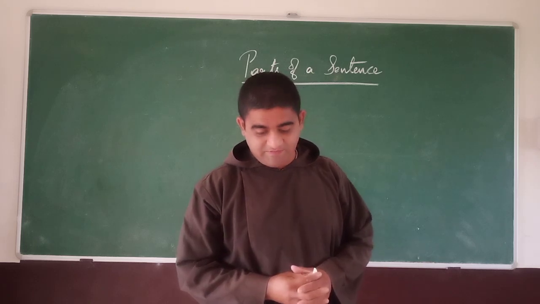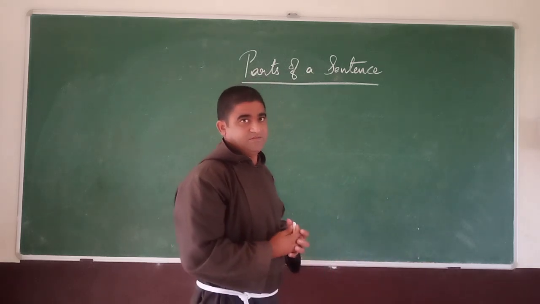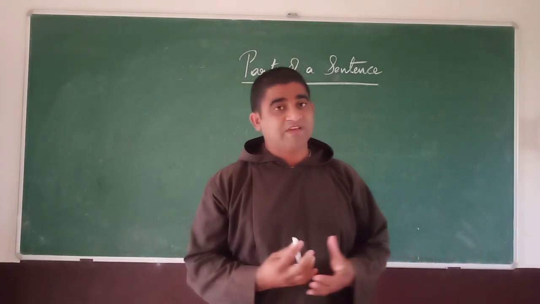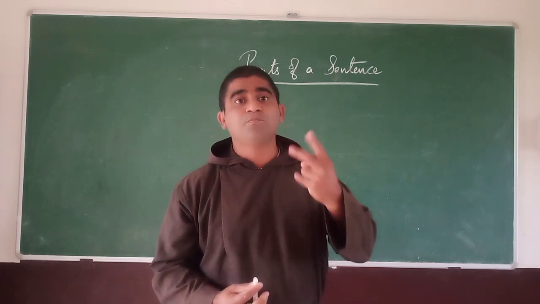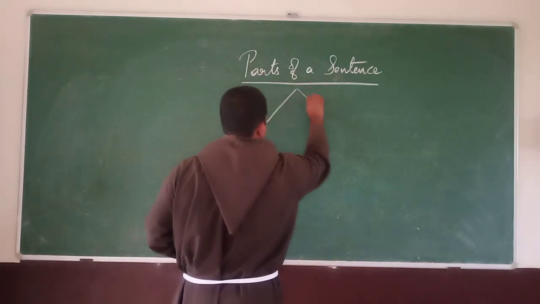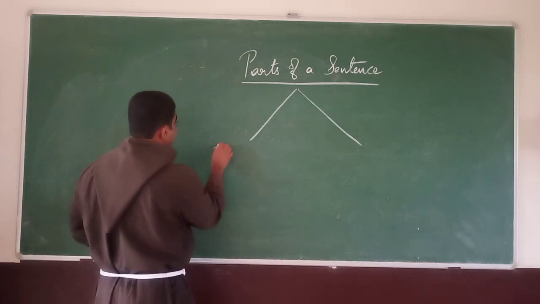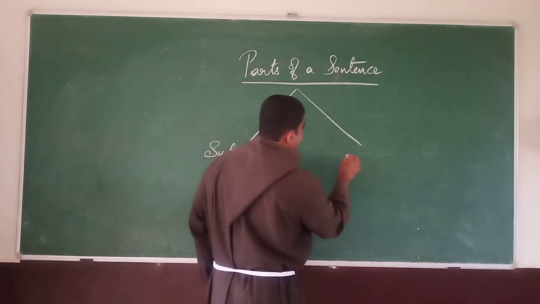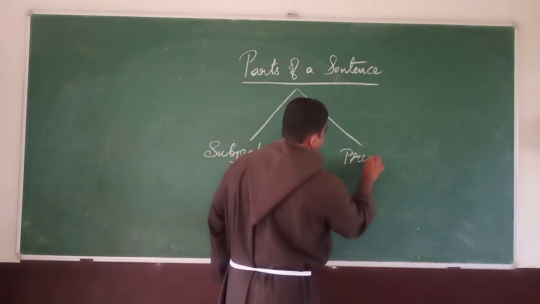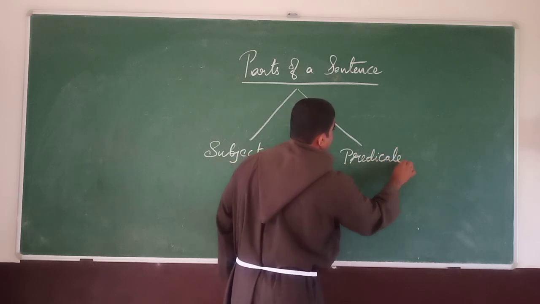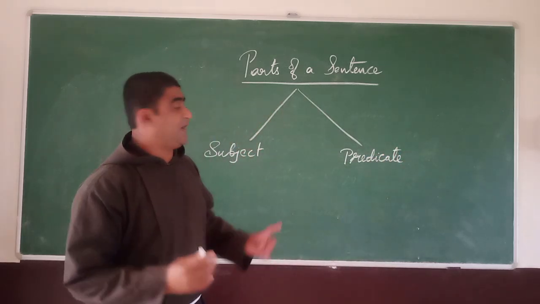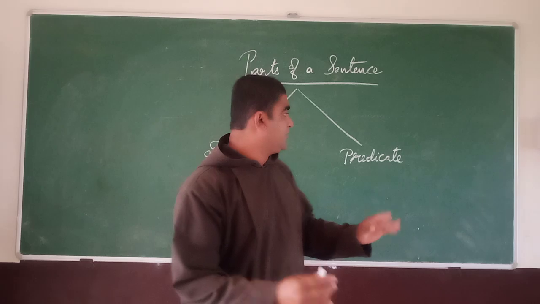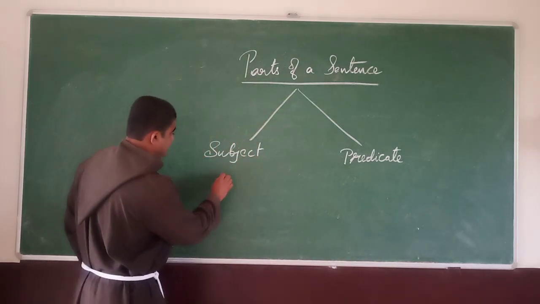Each sentence has two parts. Whenever we speak, write, or use any sentence, it consists of two parts. Look at this properly: one is subject and second is predicate. So a sentence has two parts, subject and predicate. Now look at the sentences.